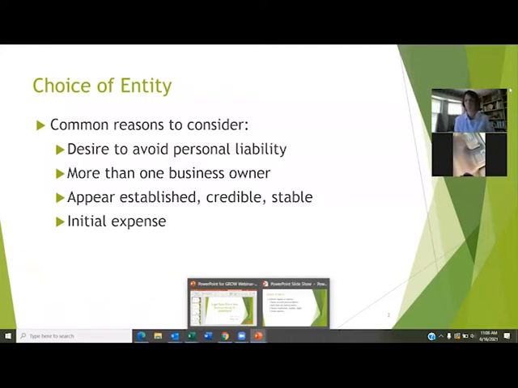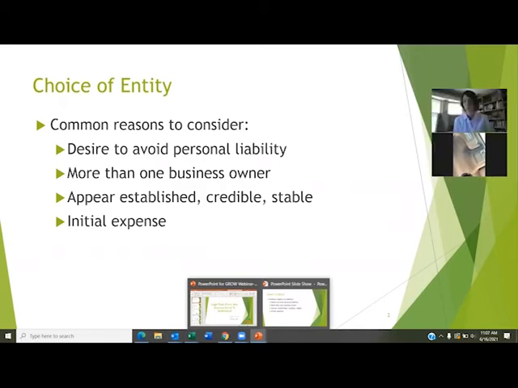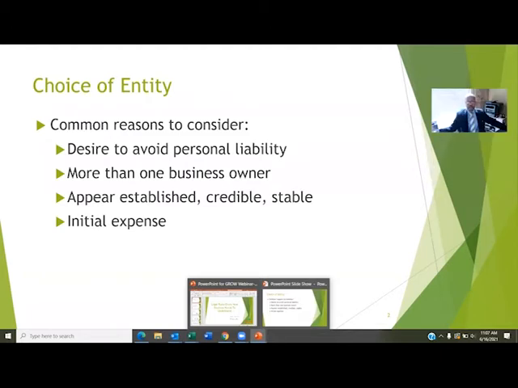And so as you go from maybe one storefront or one person, you add locations, you add employees, you'll see that your needs, particularly concerning liability and tax considerations, will change over time. That may necessitate a change in entity.